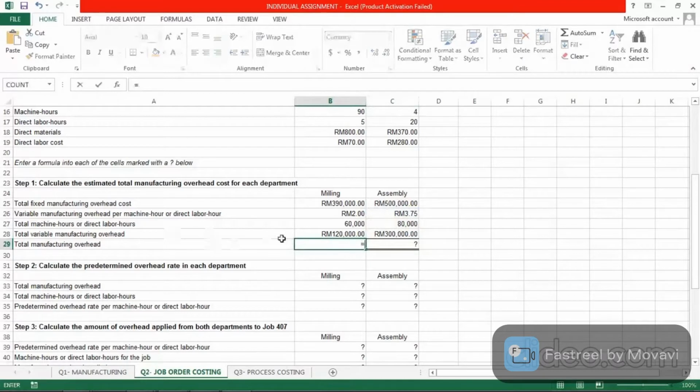To get the total manufacturing overhead, we need to sum up the total fixed manufacturing overhead cost with the total variable manufacturing overhead cost. So for the milling department, 390,000 plus 120,000. For the assembly department, 500,000 plus 300,000.